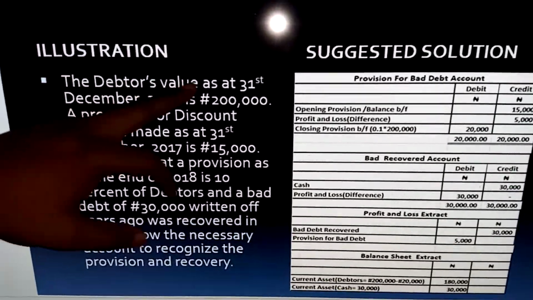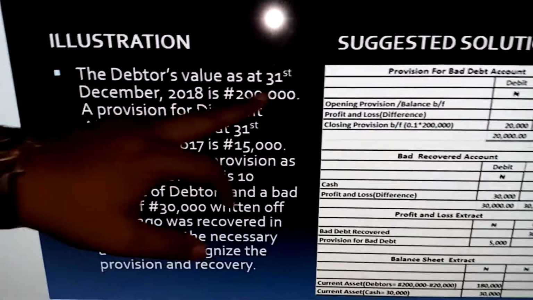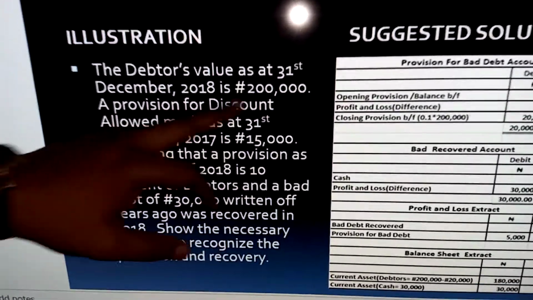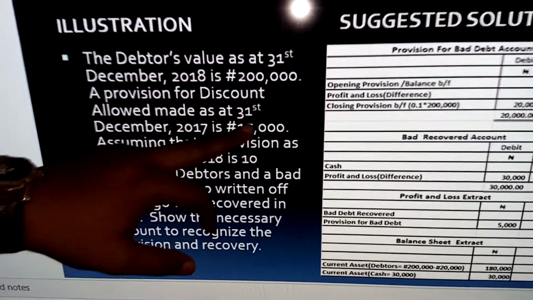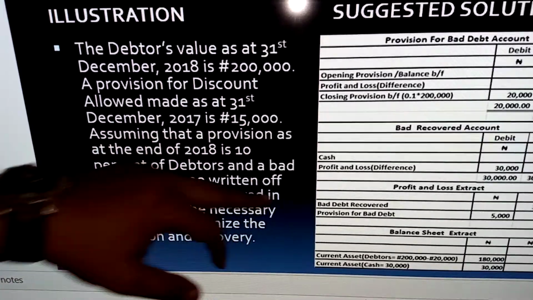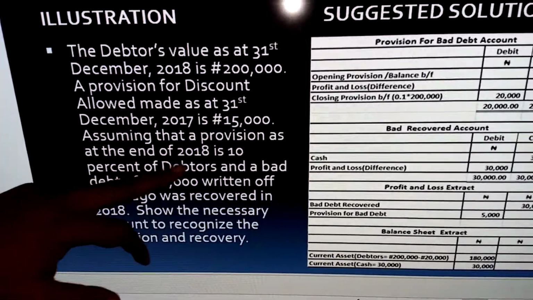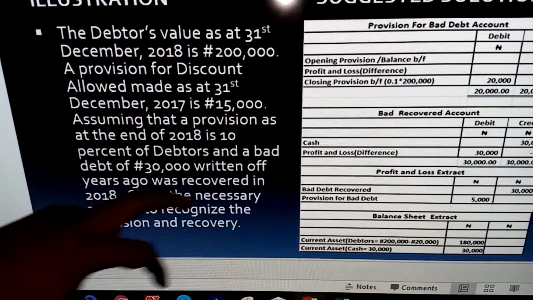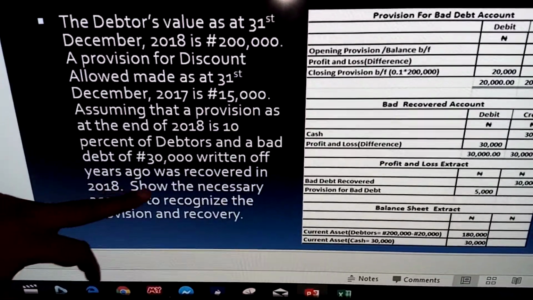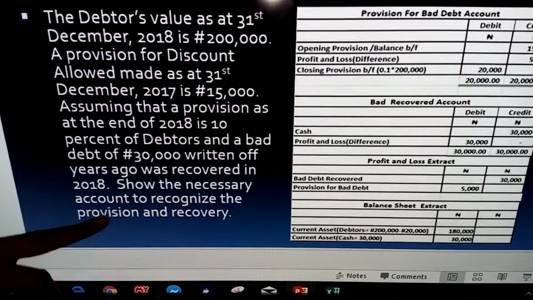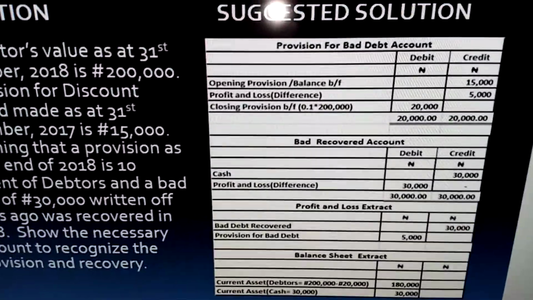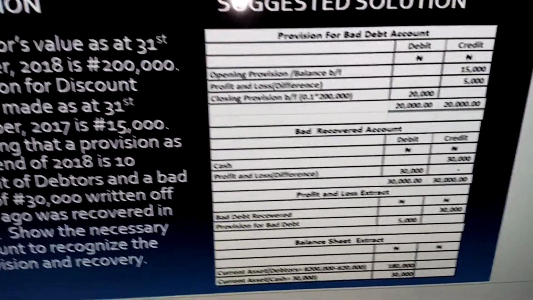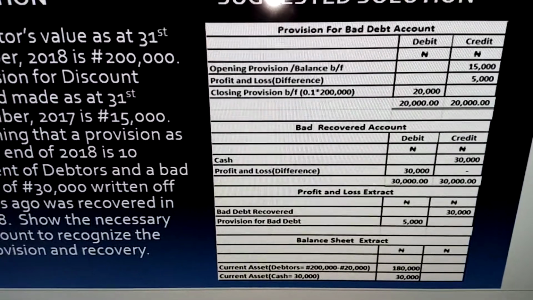Now look at this question. The debtor's value as at 31st December 2018 is 200,000. A provision for discount allowed made at 31st December 2017 is 15,000. Assuming that the provision as at the end of 2018 is 10% of debtors and a bad debt of 30,000 written off years ago was recovered in 2018. Show the necessary account to recognize the provision and the recovery.